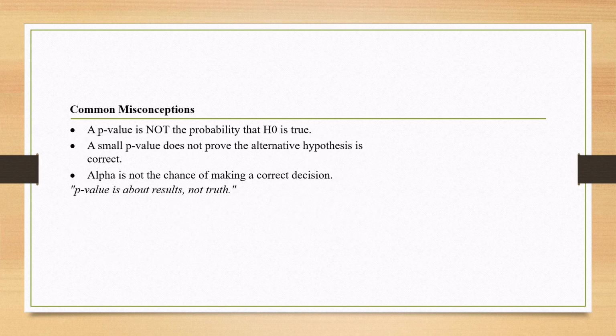Let's now clear up a few common misconceptions. A p-value is not the probability that the null hypothesis is true. A small p-value does not prove that the alternative hypothesis is correct. Alpha is not the chance of making a correct decision. So, remember, p-value is about results, not truth. It tells us how rare or extreme the result is under the assumption that the null hypothesis is true.